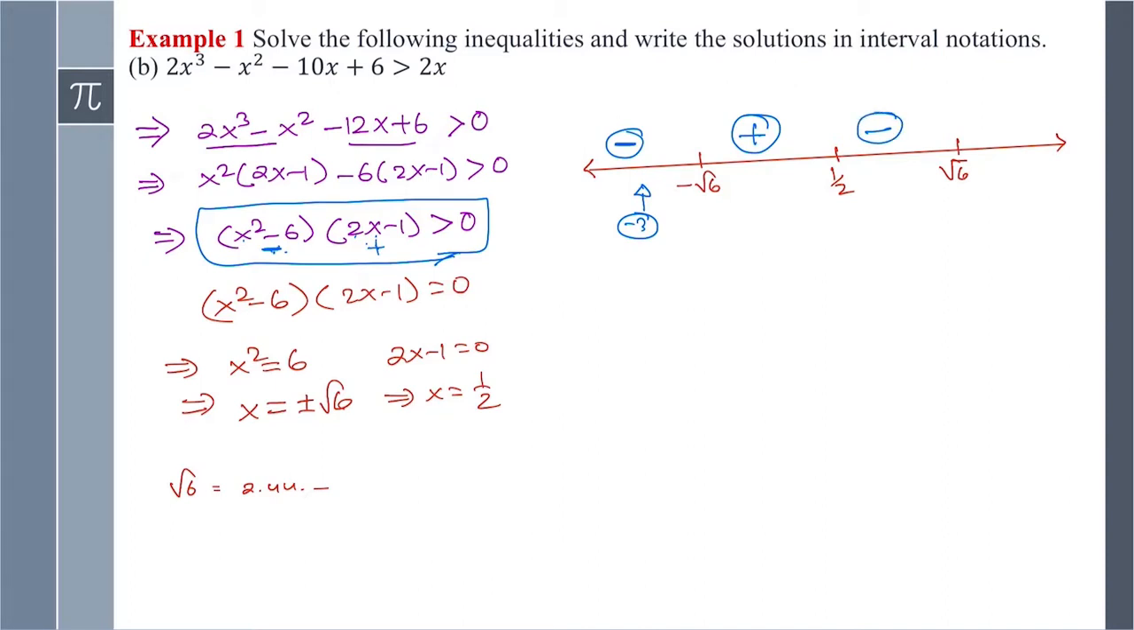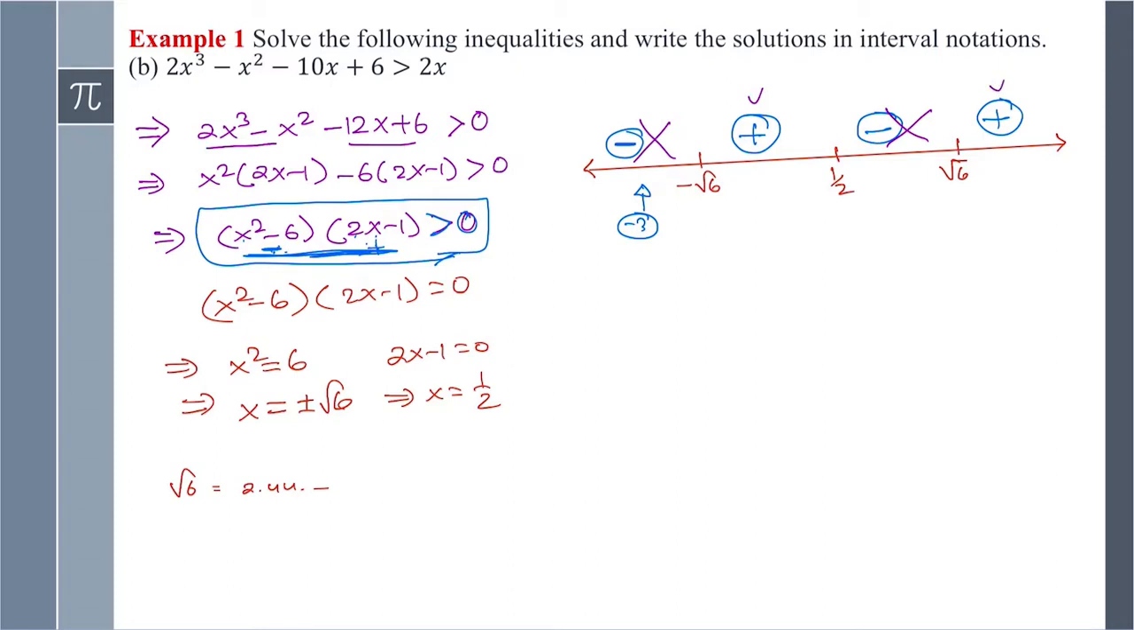Now on the right of square root of 6, let's take 3. So if we take 3 squared, 9 minus 6, which is 3, which is a positive number. So 3 times 2, 6 minus 1 is 5, another positive number. So we get a positive number here. So now this inequality says this quantity is greater than 0. That means we could have only positive numbers. That means the first interval here is not the solution because it's negative. This is also not the solution. So the solution is this interval and this interval.